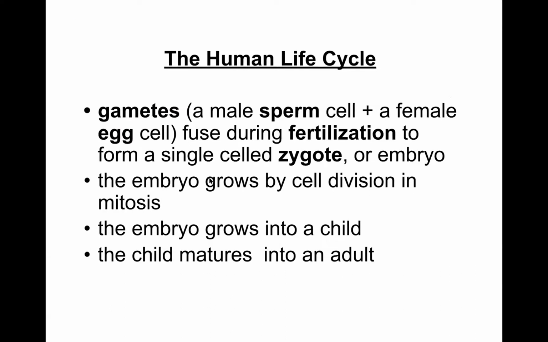The human life cycle involves gametes: a male sperm cell plus a female egg cell fuse during fertilization to form a single-cell zygote or embryo. The embryo grows by cell division in mitosis. The embryo grows into a child. The child matures into an adult.